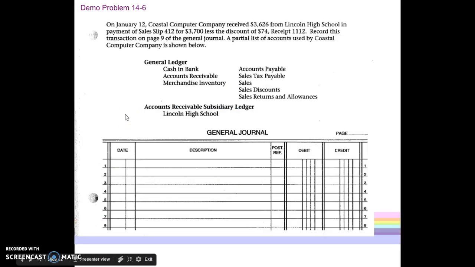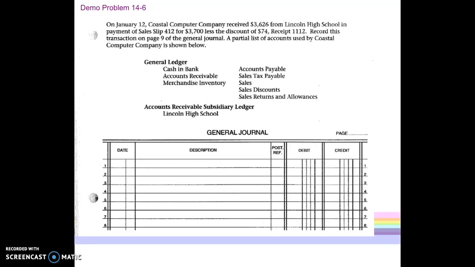So demo problem 14.6 gives us a transaction clue that on January 12th, Coastal Computer Company received $3,626 from Lincoln High School in payment of sales slip 412 for $3,700 less a discount of $74. And our source document is receipt number 1112. So record this transaction on page 9 of the journal.